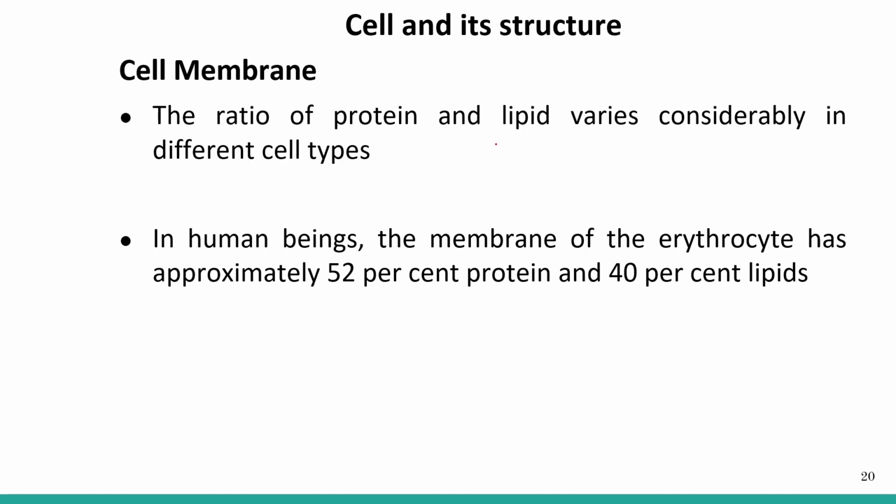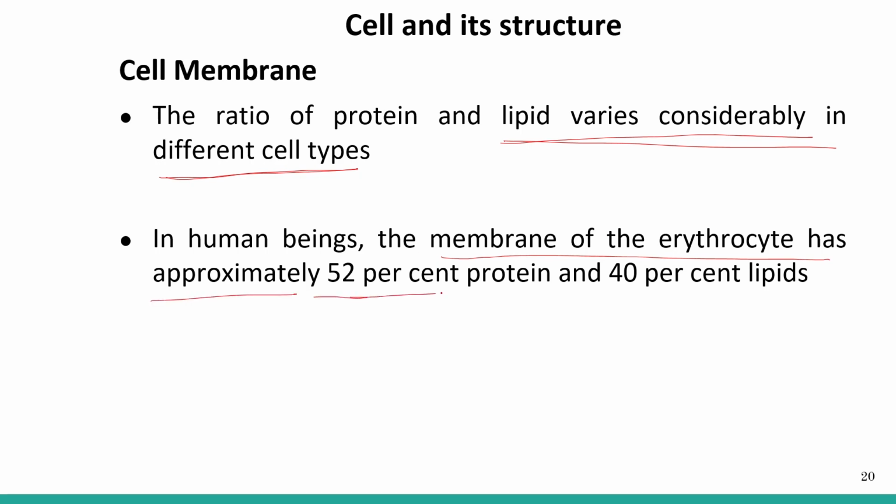The ratio of protein and lipid varies considerably in different cell types. Okay, so it is not fixed that the lipid percentage is this much and the protein percentage is this much. It varies considerably according to the type of cell. But in human beings, the membrane of the erythrocyte has approximately 50 to 52% protein and 40% lipids.